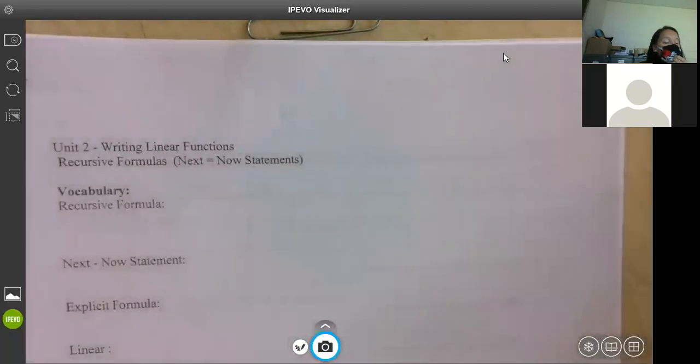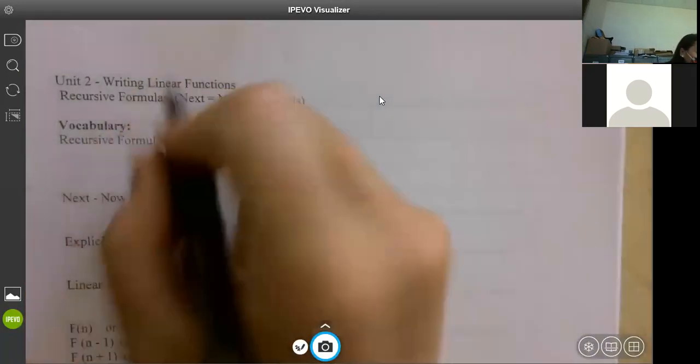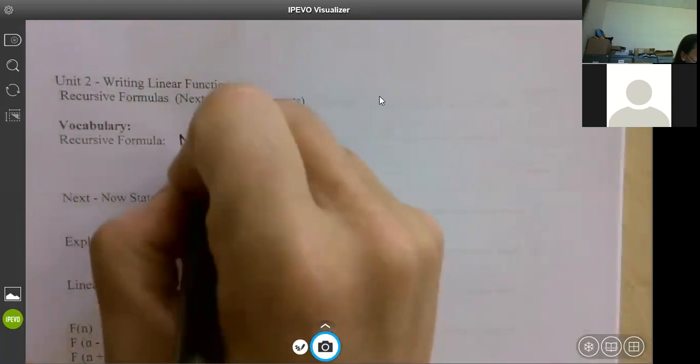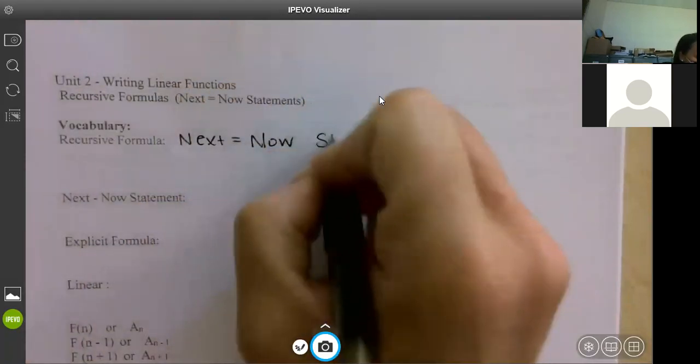So again, this set of notes will not take that long at all. All right, so we're going to skip the part about recursive formula. And I'm just going to let you know that when you see recursive, you're writing a next equals now statement.